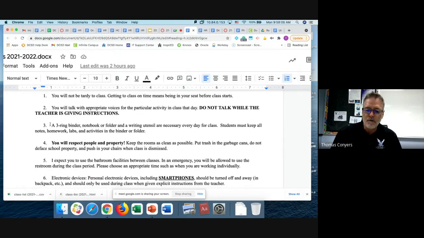The third thing are things you need for class. I say 3-ring binder, notebook, or folder. Basically, I don't care what you have, but something that keeps all of your work organized, your notes, your worksheets, etc.